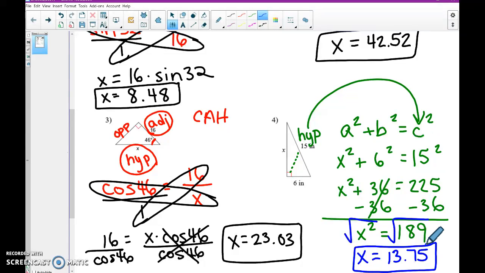Okay, and check in your picture. Does it make sense for 13.75 to be this side? Yeah, it does. The longest side is supposed to be the hypotenuse. It's smaller than 15, it's bigger than the 6, so it's in a good range. That's how I can kind of check and make sure that it seems reasonable. Feel free to rewind, pause, get notes caught up, ask a teacher if you don't know how to plug in some of this stuff, and hopefully that helps you get ready to retake that quiz.